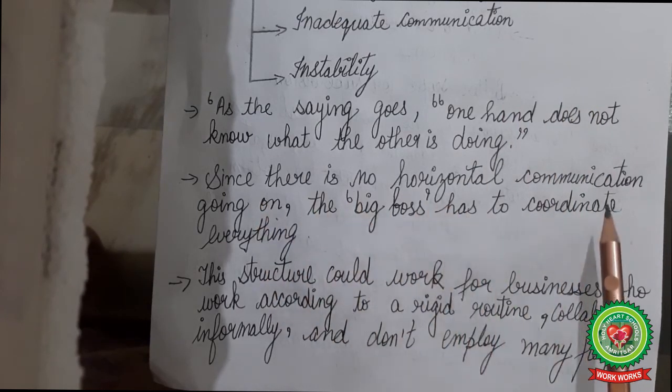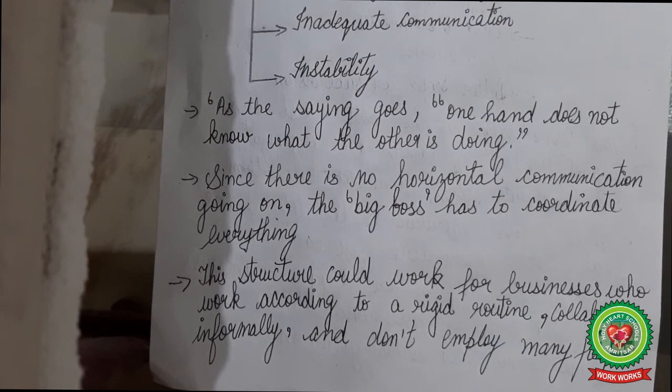Since there is no horizontal communication, Deputy Manager A cannot contact Deputy Manager C. He has to contact the Production Manager directly. Then there is the Big Boss playing the role and he has to coordinate everything. This structure could work for businesses which work according to a rigid routine. A routine is set: daily, come at this time. These are the activities planned. You have to follow these activities and there is no change according to the circumstances. So there is no possibility of collaboration and moreover, they cannot employ many people. As they employ more people, the line structure fails. So this is your line organization.